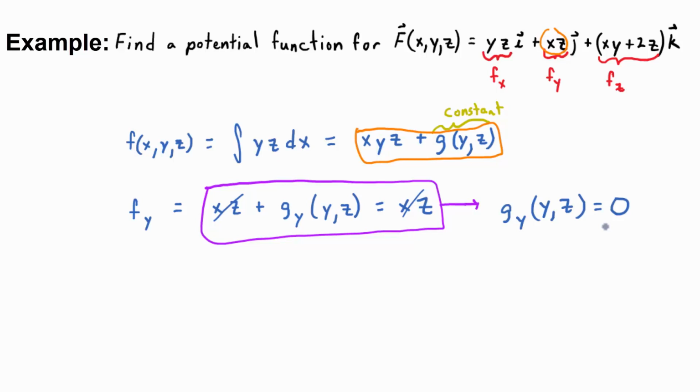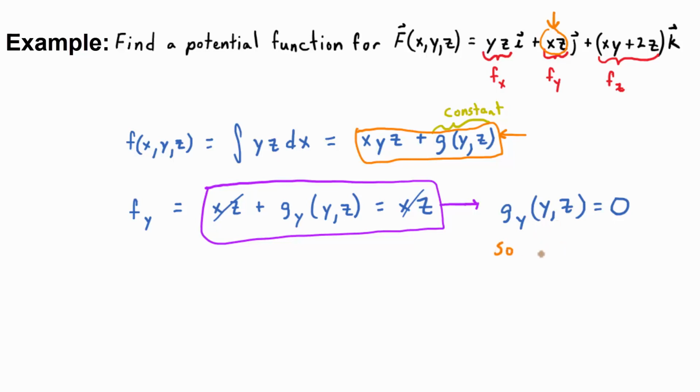Where'd you get the g sub y? I took the derivative of the guy that I encircled in orange here with respect to y, so I could set it equal to that guy because I know that's f sub y. Does that make sense? Okay, so my conclusion is this.